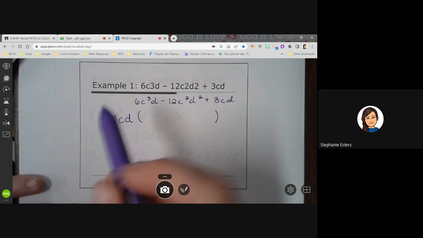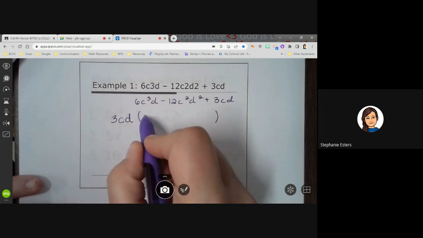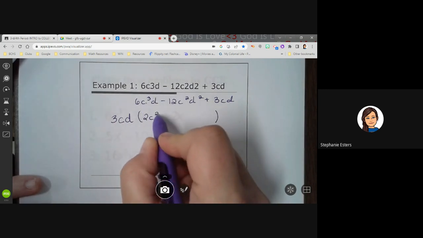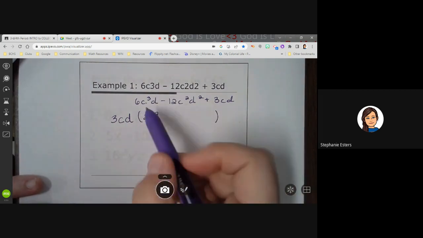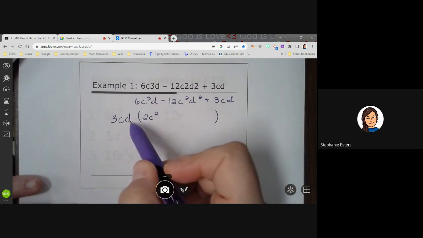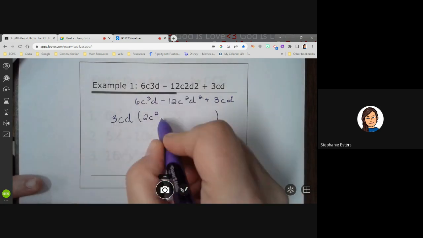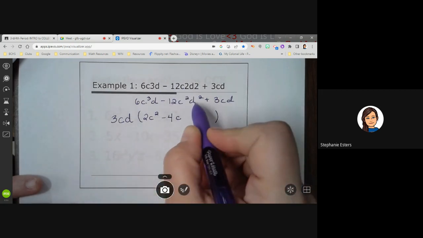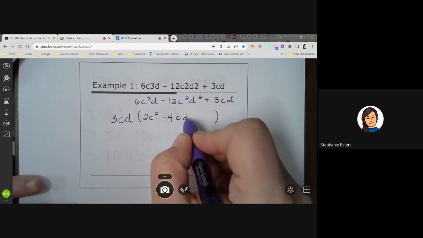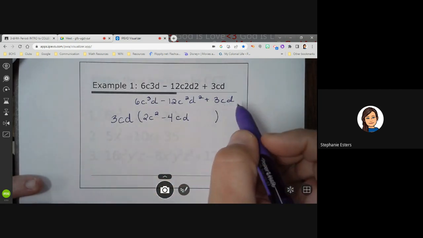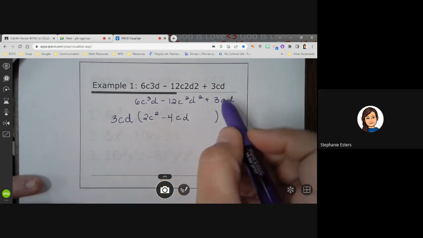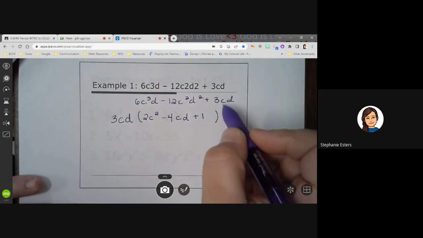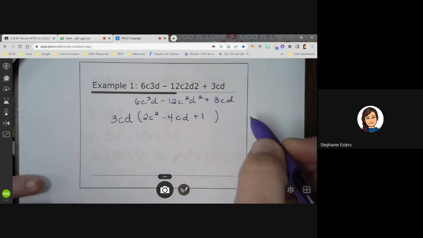by my GCF. So 6 divided by 3 is 2. There were 3 c's. We took 1 away, which leaves us with 2 c's, so c squared. There was 1 d. We took it, so it's gone. Negative 12 divided by 3 is negative 4. There were 2 c's. We took 1, which leaves 1. There were 2 d's. We took 1, which leaves 1. But be careful here at the end. I have a lot of students that want to stop right there. That's not true. 3 divided by 3 is 1, not 0. We took the only c, we took the only d.